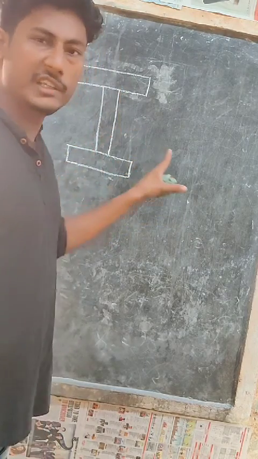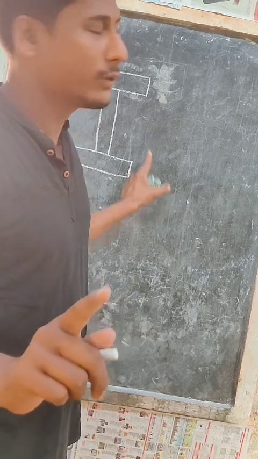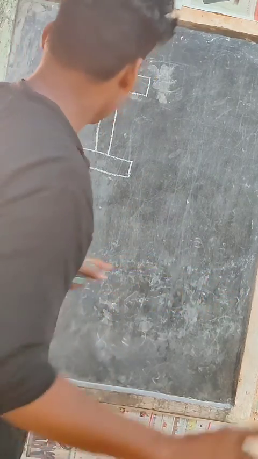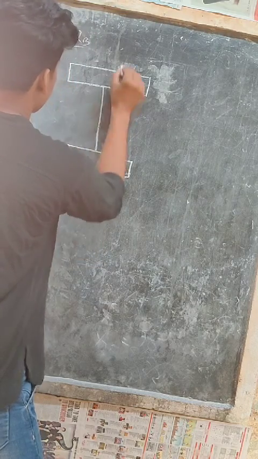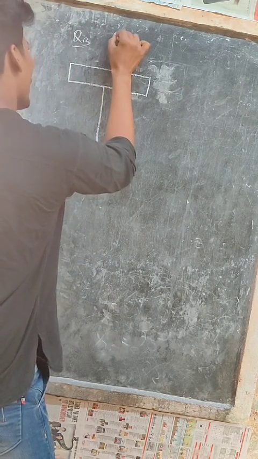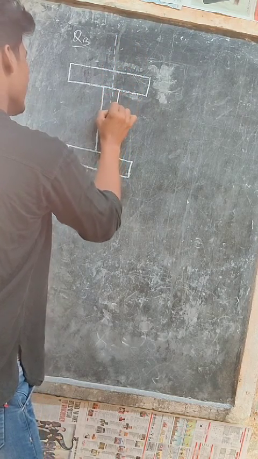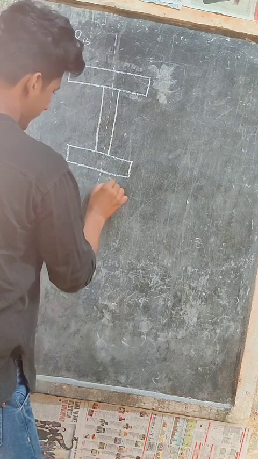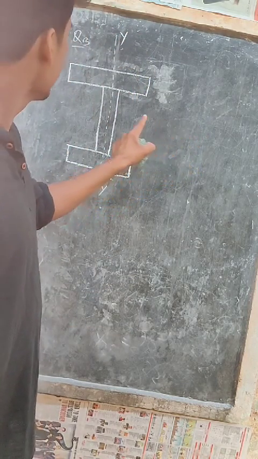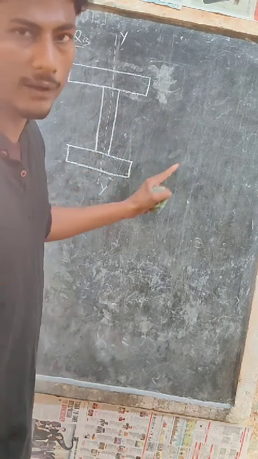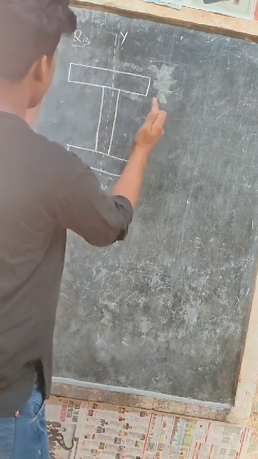And this I section is, I think, symmetrical about the y-axis, because you see that if we cut this section along the y-axis, it will be divided into equal halves. Means this is a half and that is a half.